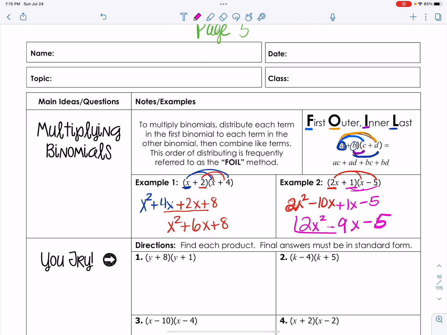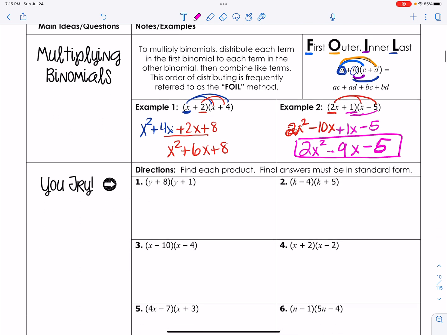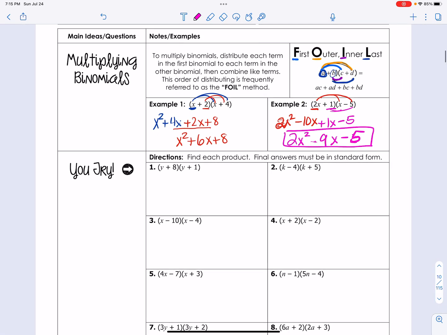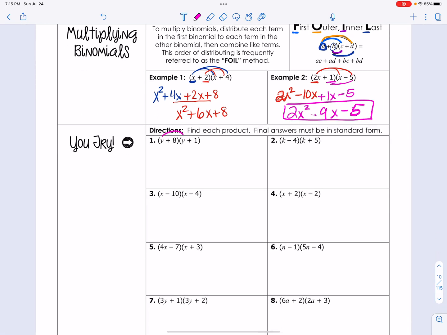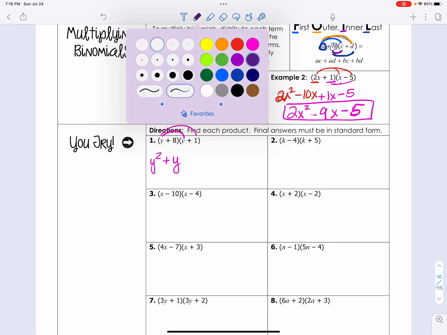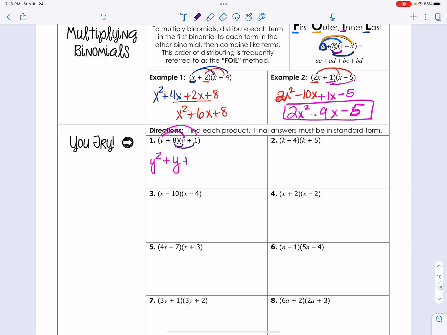And I'm thinking maybe you did some of this in pre-algebra, so I don't know that I'm going to do every single one of these, but I am going to do a couple. Okay. So if I use this process, I'm going to do number 1. I'm going to times the y into both of them, so y squared plus 1y. And then I'm going to times the 8 into both of them, so plus 8y plus 8. And a lot of times the middle are going to be like terms. We're going to use that later in this chapter.